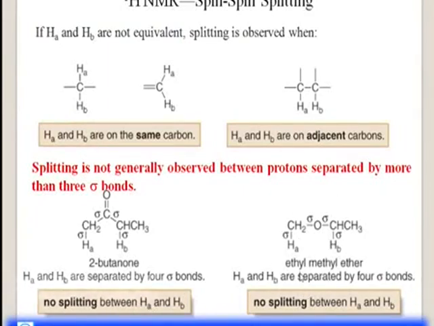Same here, you can see ethyl methyl ether. Again we are writing this proton in this manner. So these HA and HB are separated by 4 sigma bonds, so again no splitting will occur. So we have to look carefully where the splitting will occur and where it will not occur. The frequency difference measured in hertz between two peaks of a doublet is called the coupling constant.